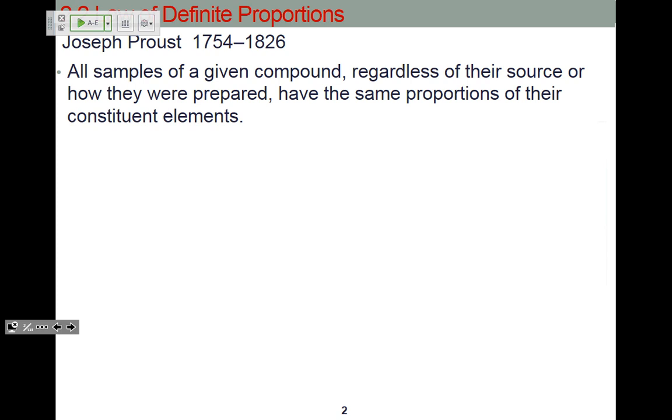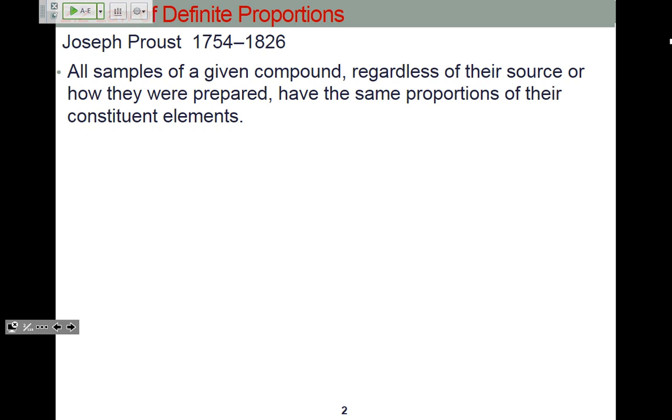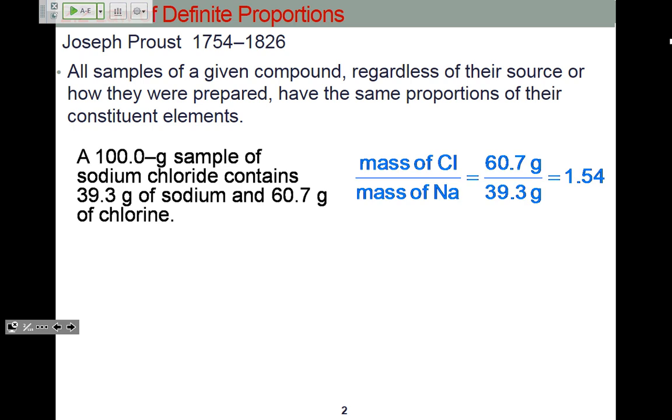So going on with chapter 2, we were starting to talk about some laws, and we're going to continue that discussion with the law of definite proportions. What was observed through experimentation, and came about by a law by Proust, a scientist through 1826, is that all samples of a given compound, regardless of where their source is and how they were prepared, will have the same proportions of their constituent elements. So what does that mean? Let's look at an example of that to really understand that law.